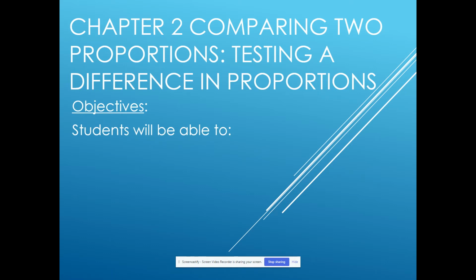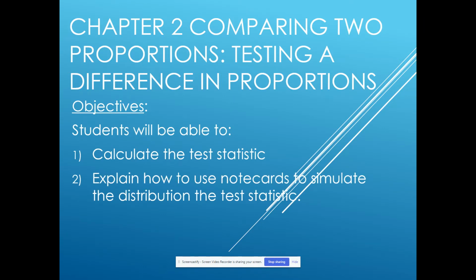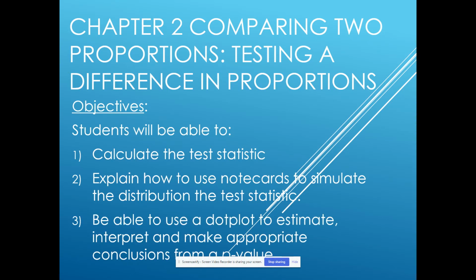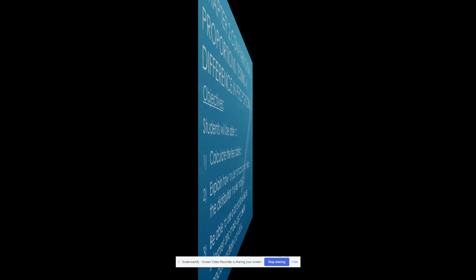Welcome back, everyone. We're looking at Chapter 2, comparing two proportions today. The objectives for today are all around testing a difference in proportions. By the end of this lesson, I would like you to be able to calculate the test statistic, to explain how to use note cards to simulate the distribution of the test statistic, and to use a dot plot to estimate, interpret, and make appropriate conclusions from the p-value.